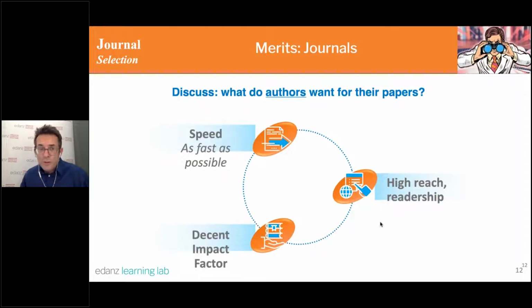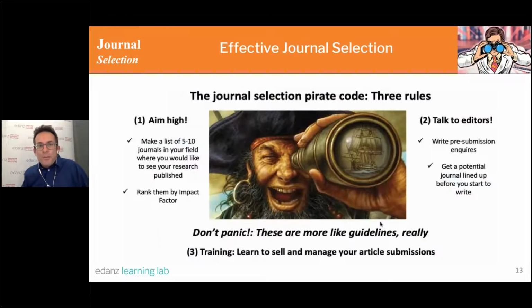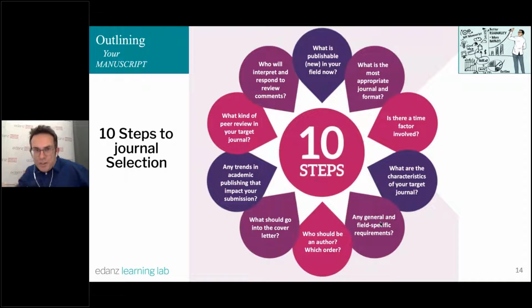Authors, you and I, researchers, we want speed. We want a decent impact factor. And we want those articles to have high reach and readership. So things to think about, as this is, of course, one of the most important choices that you will make. So aim high, target effectively, and let us, with our training, with all of the great content on the Learning Lab, learning.edants.com, help you to learn to manage and sell those article submissions effectively.